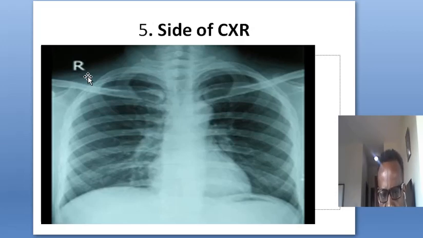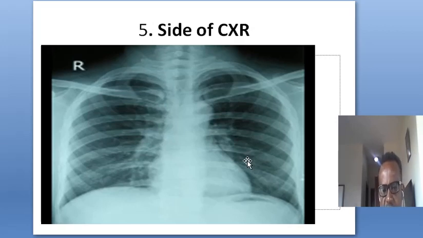So the first thing you will look for is the aortic knuckle. This is usually on the left side of the chest. So the aortic knuckle is found on the left side. When you see the total cardiac shadow, almost all of it is on the left side. So when you see the cardiac shadow is more on this side, this is the left side.